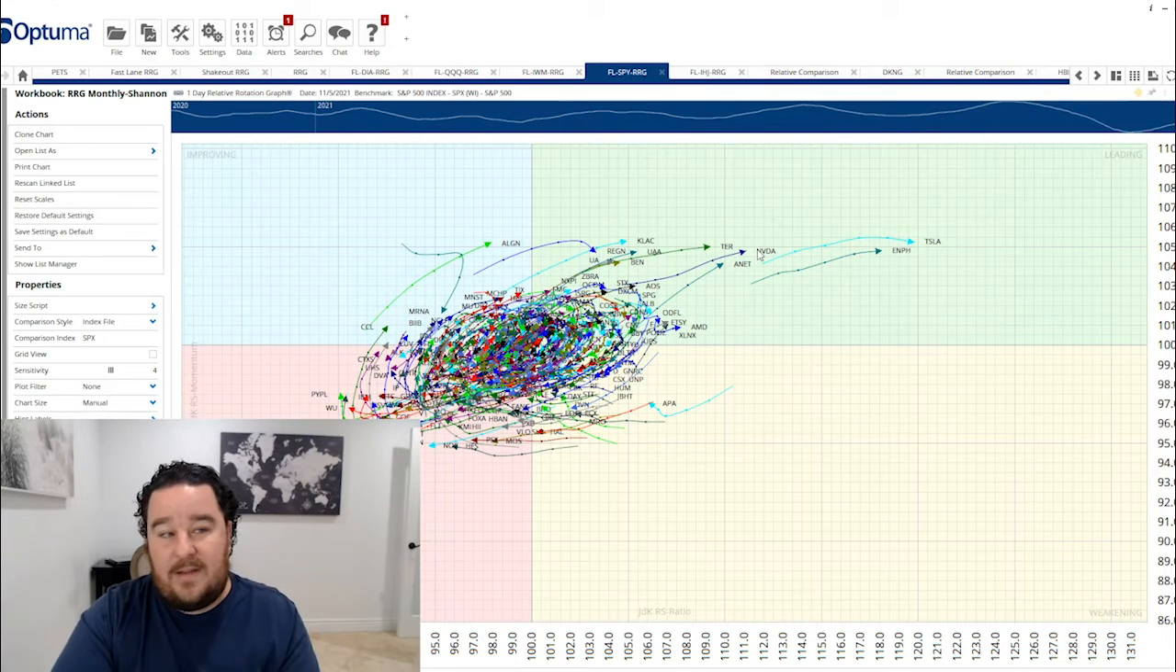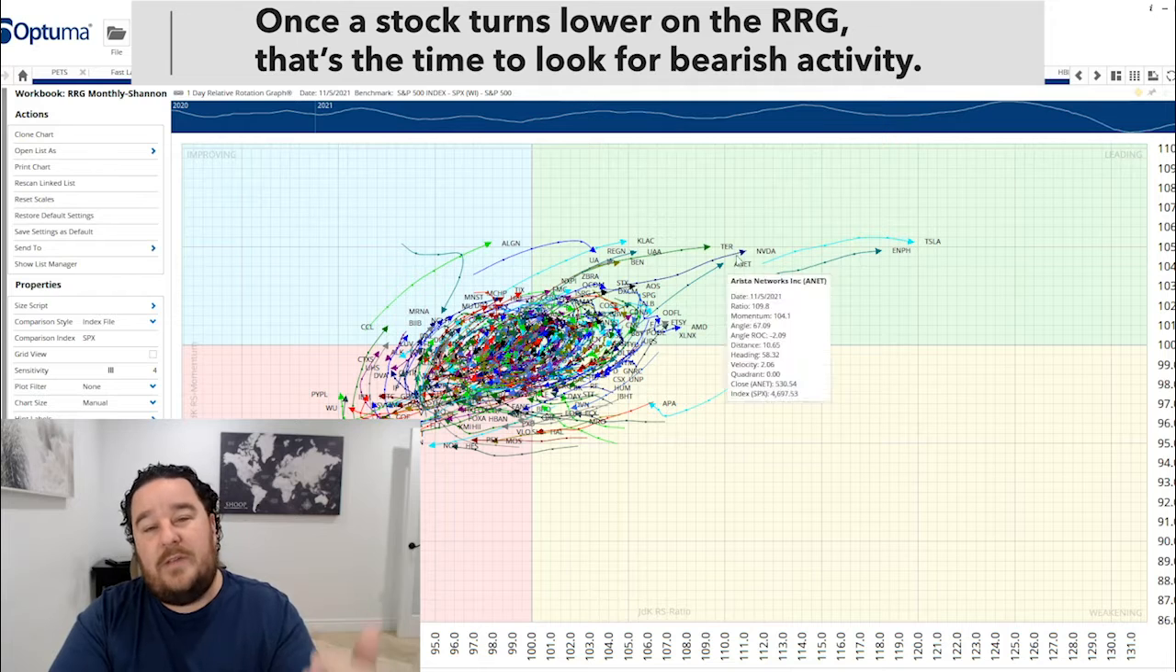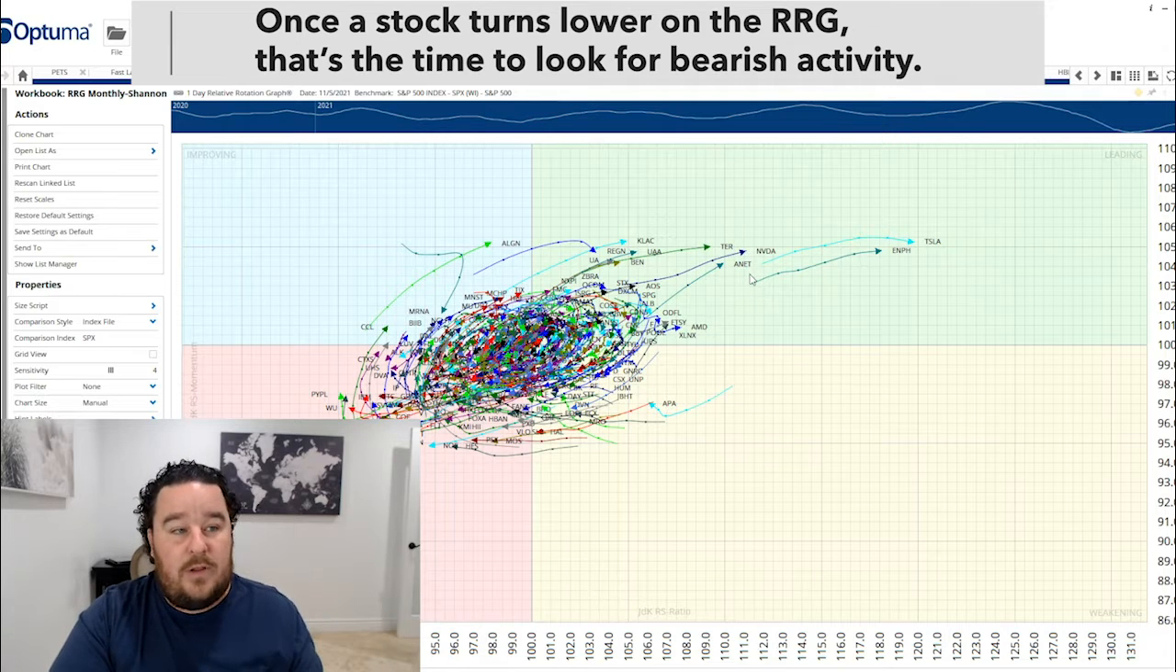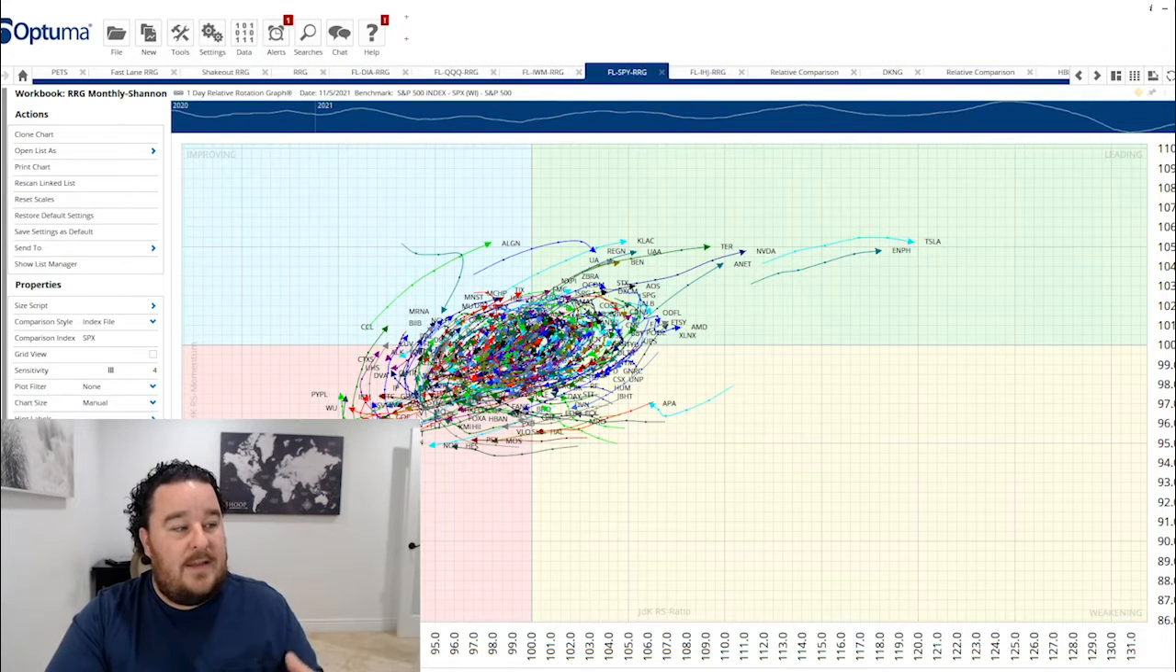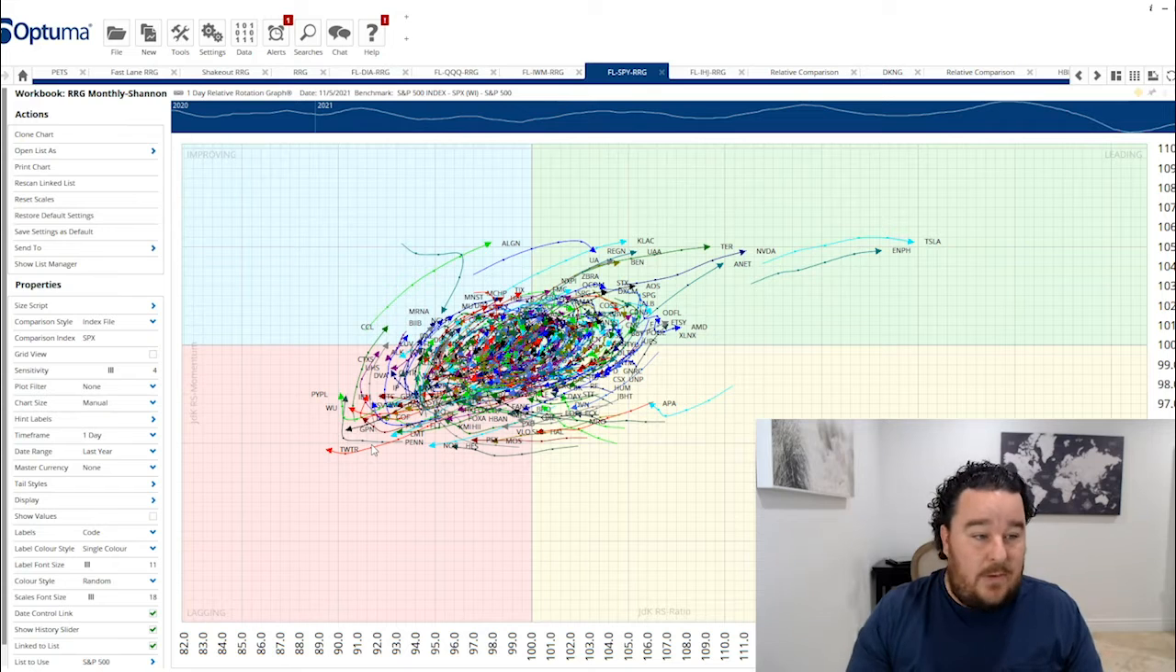Now, it doesn't mean that they're coming yet, because what you want to wait for is the turn lower. And we're going to zoom in here and pick out a few stocks for us today. But once they turn lower, that's when you really want to look at the bearish activity on these trades. Same down here in the lagging quadrant on this side, the red quadrant lagging. When you just think about this intuitively, it means that it's bearish, that the stocks are lagging the market, and you probably don't want to touch them.